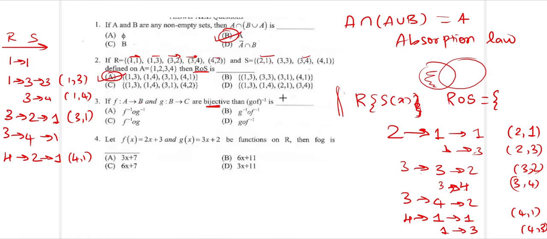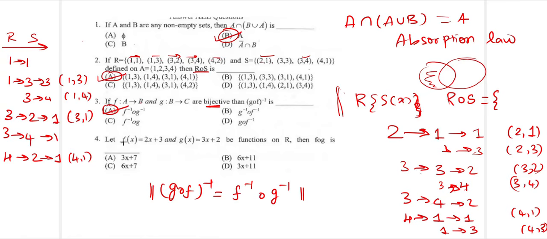What will be the inverse of it? We know the property that G composition F, the whole inverse, will be equal to F inverse composition G inverse. This is a property, you can just memorize it, and so your answer will be F inverse composition G inverse. So the answer will be equal to your A.